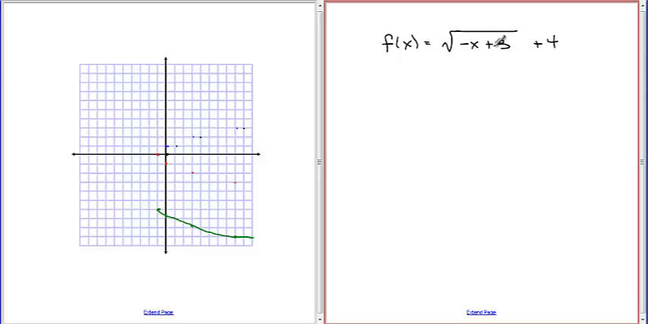Now the question is, do you move? We know we reflect around the y-axis, but do we go to the left or right? Well, anytime you have a negative sign inside the actual parent function, you factor out that negative sign. So if I factor out a negative sign from both of these, I'll get negative the quantity x minus 3, which if I apply that negative sign here, you'll get back to where we started.